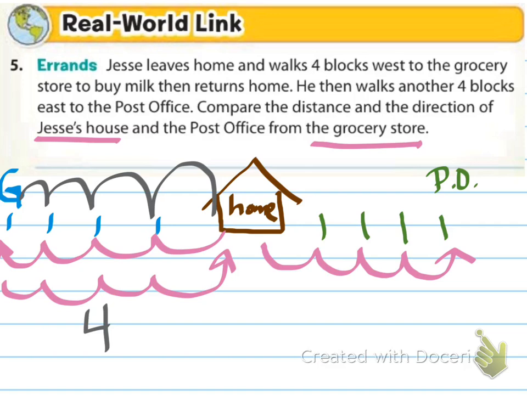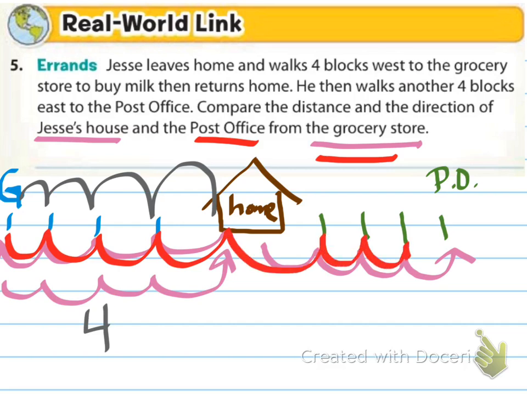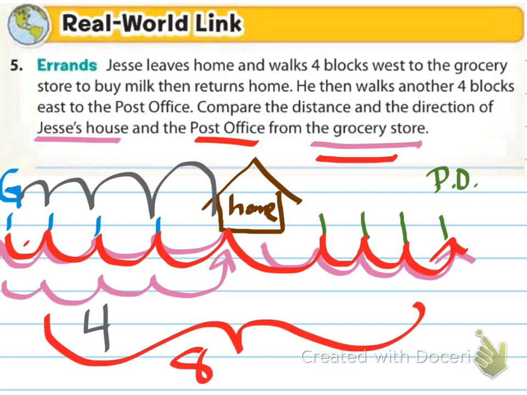But to go to the post office from the grocery store, how many blocks would that be? 1, 2, 3, 4, 5, 6, 7, 8. So notice that your 4 blocks from home to post office plus your 4 blocks from home to grocery store are combined to make the total distance 8 blocks. Does that make sense? Did I explain that well? I hope I did.